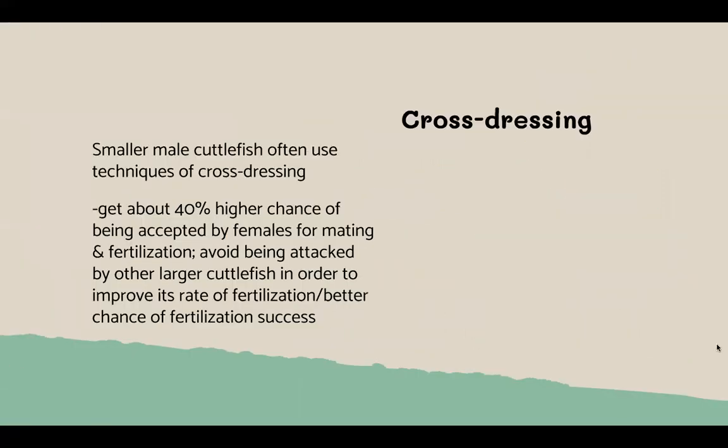The last one is cross-dressing. It is a technique used by the smaller male cuttlefish to pretend to be female cuttlefish. As they look like female cuttlefish with their smaller size, they are less likely to be attacked by the fish of their same gender and get about 40% higher chance of being accepted by females for mating. Therefore, this technique of camouflage improves smaller cuttlefish's chance of fertilization success.